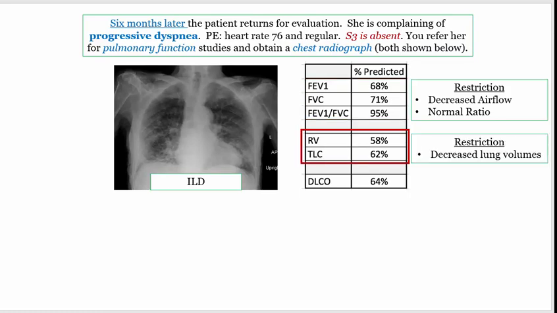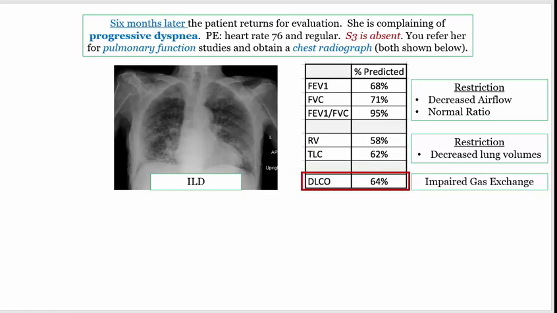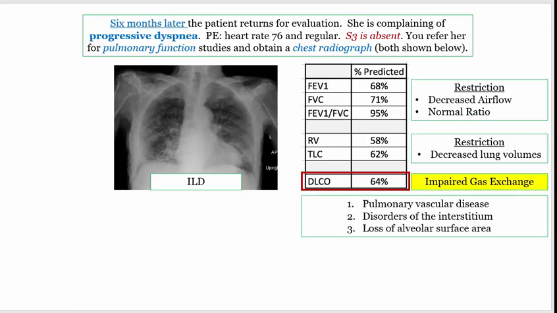Next, we look at the volumes, and these too support pulmonary restriction with a decrease in total lung capacity and residual volume. And finally, we review the diffusing capacity of the lung for carbon monoxide, which is abbreviated as DLCO. This too is impaired at 64% of normal. But what does this mean? Impaired gas exchange, as assessed by DLCO, is consistent with 3 and only 3 disorders: pulmonary vascular disease, disorders of the interstitium, and loss of alveolar surface area, as seen in emphysema. You'll be seeing this description the whole rest of your professional lives.